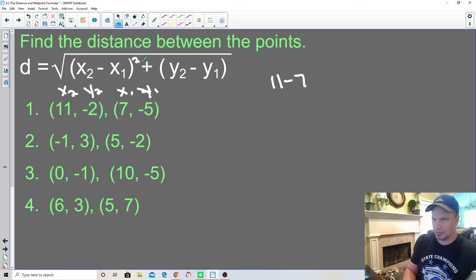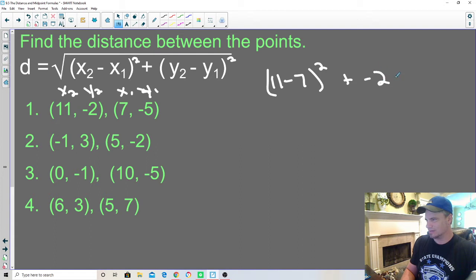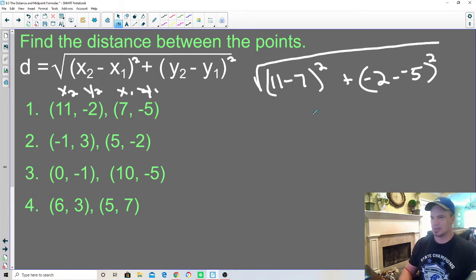And I forgot to put the squares up there. Let me do that. We're going to put that on there and put a square. Plus y2 minus y1, negative 2 minus negative 5, and we're going to square it. And it's going to be the square root of all of that. That's pretty ugly, but that's the way it is.